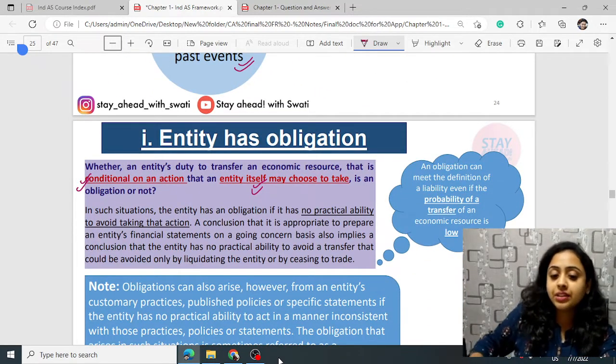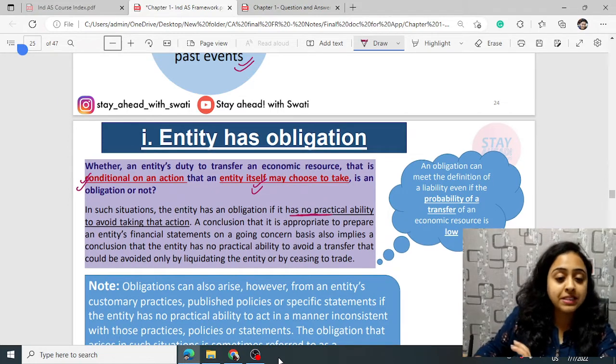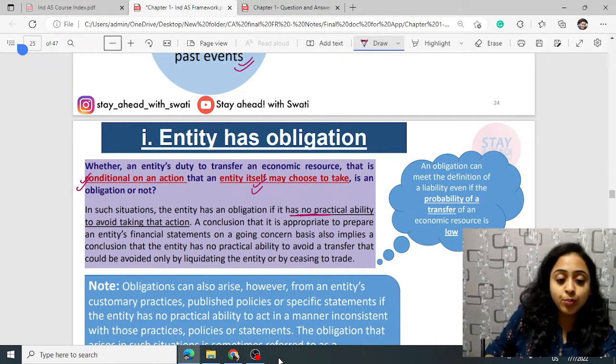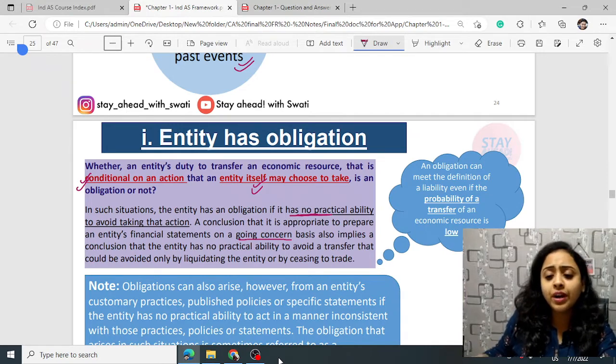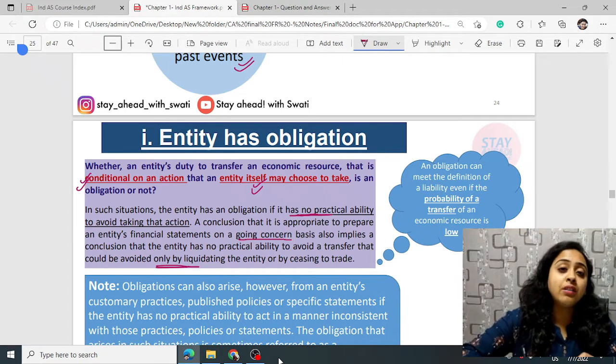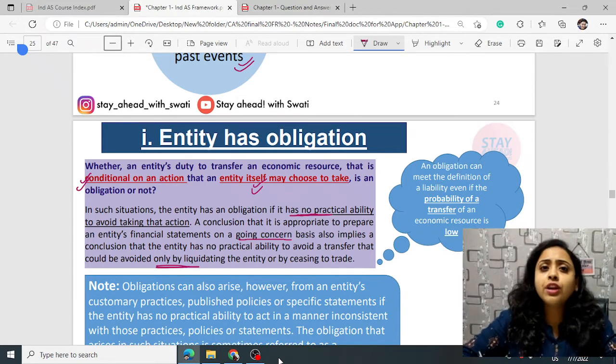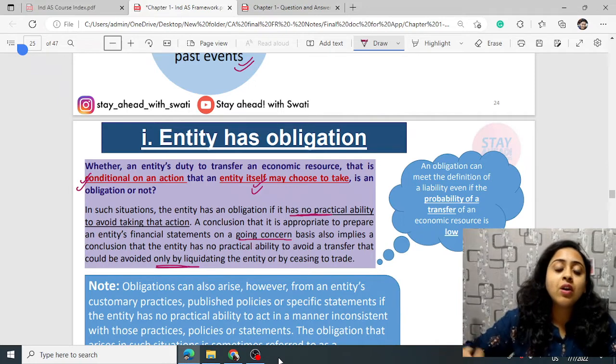So in such a situation the entity has an obligation if it has no practical ability to avoid taking that action. A conclusion that it is appropriate to prepare an entity's financial statements on a going concern basis also implies a conclusion that the entity has no practical ability to avoid a transfer that could be avoided only by liquidating. So there is an obligation, there is an outflow of economic resource, and that would be done at the point of liquidation. That can be avoided if you are not going into liquidation, and it is assumed that you are working on the going concern assumption.